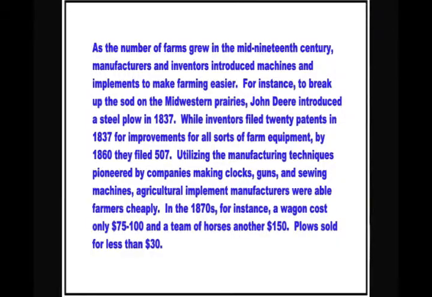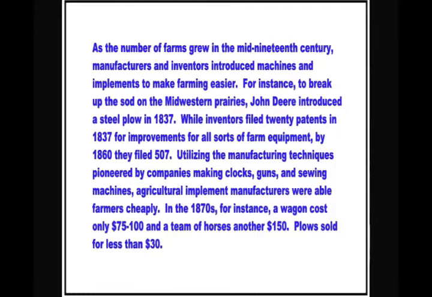The historian W. Bernard Carlson offers rogue-level examples a couple times in the course of explaining the mechanization of agriculture. As the number of farms grew in the mid-19th century, manufacturers and inventors introduced machines and implements to make farming easier. For instance, to break up the sod on the Midwestern prairies, John Deere introduced a steel plow in 1837. While inventors filed 20 patents in 1837 for improvements for all sorts of farm equipment, by 1860 they filed 507.